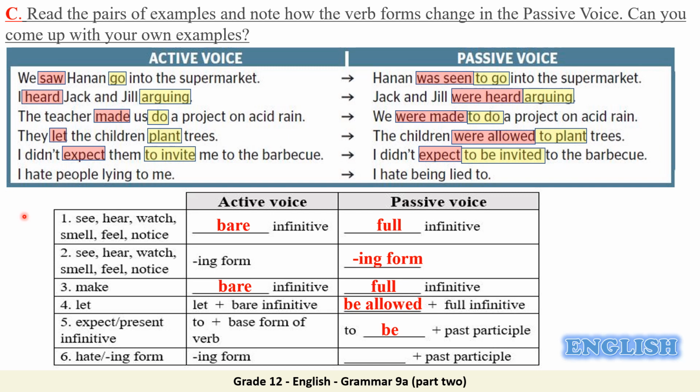The last one. I hate people lying to me. Hate, love, like, dislike, enjoy. Such verbs can be followed by the gerund. What happens to the gerund form here when passive? I hate lying. What happens? Being lied to. So we use being to make sure that it is progressive, being followed by the past participle form of the verb. Okay? With more practice, everything will be fine, hopefully.